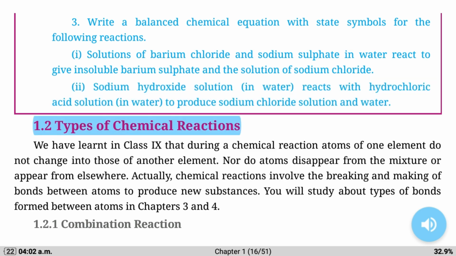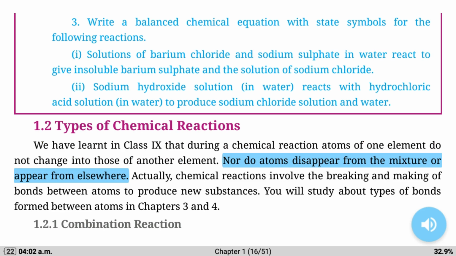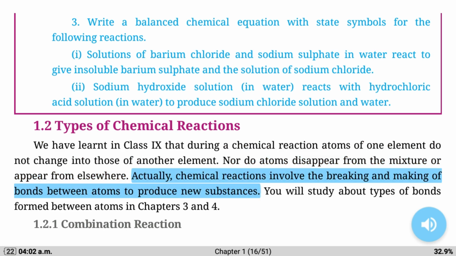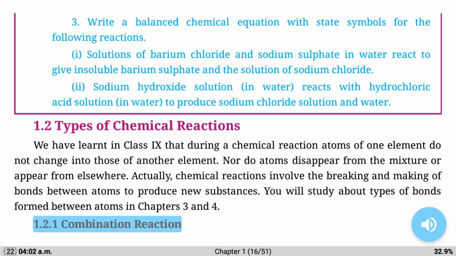1.2 Types of chemical reactions. We have learnt in class 6 that during a chemical reaction, atoms of one element do not change into those of another element, nor do atoms disappear from the mixture or appear from elsewhere. Actually, chemical reactions involve the breaking and making of bonds between atoms to produce new substances. You will study about types of bonds formed between atoms in chapters 3 and 4.